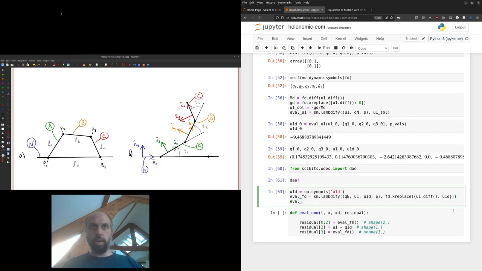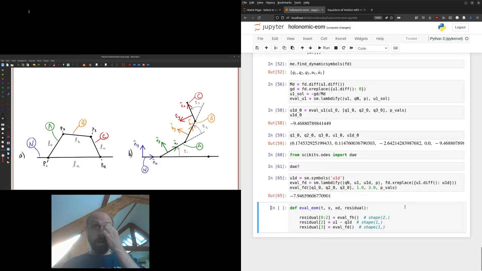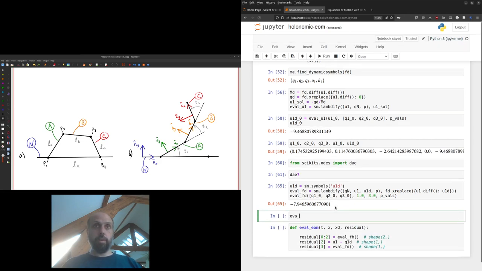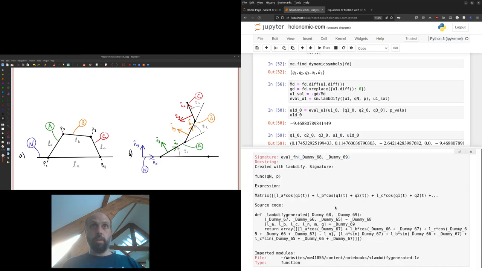We can check it. Eval FD. We can do q1 0, q2 0, q3 0. Give some value for u1, some value for u1 dot, and then p-vals, and we get a number there that evaluates the residual. All right, that's eval FD, and eval FH, and I can't quite remember, what does eval FH take? We've got to give it qn and p, it looks like.